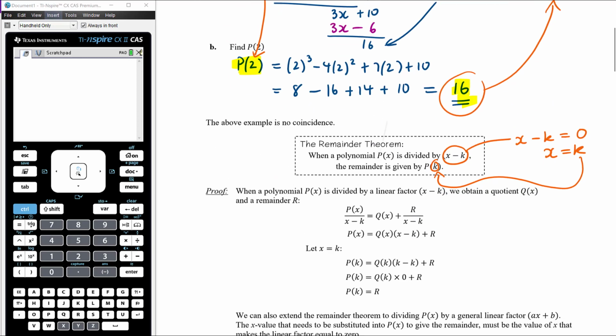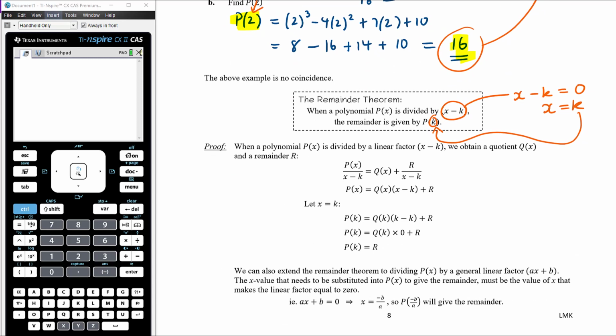Let's have a look at a little proof of this. If you're not able to follow the proof fully, that's okay. You can take it as rote, but showing you one example doesn't prove the theorem. So let's have a look at the proof, and you should be able to follow the algebra of it.